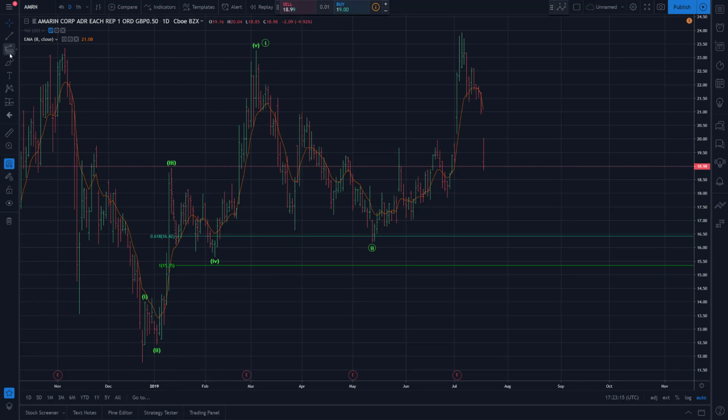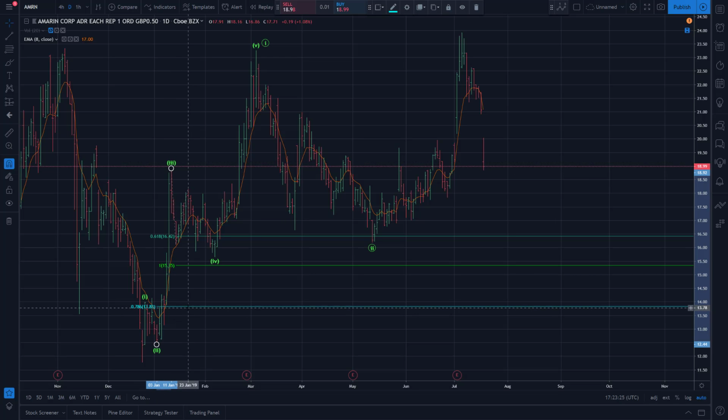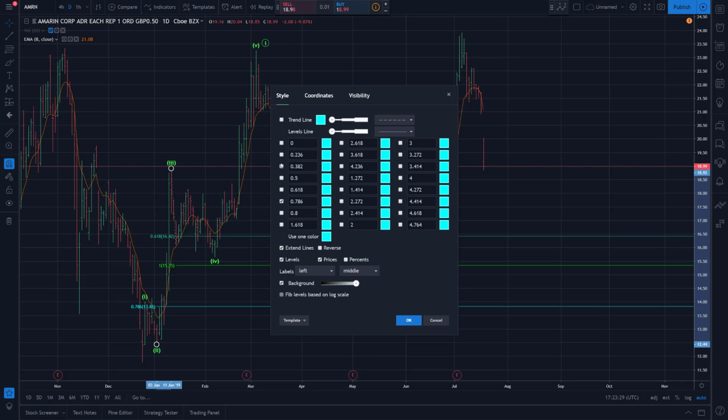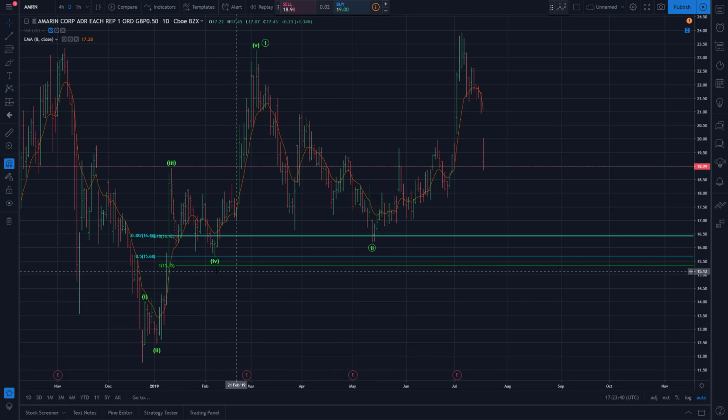Now that's nice, but you also want to do, so once you have a 1, 2, and a 3 in place, you're looking for 4 to do a certain Fibonacci retracement of wave 3, and the most common wave 4 retracements are 0.382 and 0.5. So 38.2% and a 50% retracement would be the two most common retracements for a wave 4 off of a wave 3.